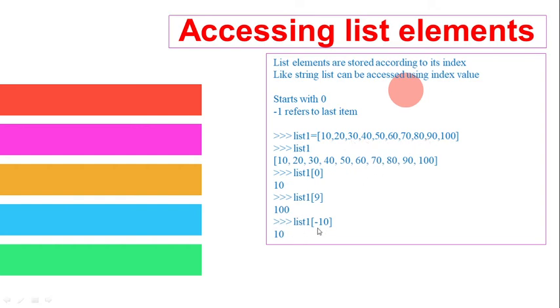Then list1[-10]. What will be -10? -1, -2, -3, -4, it goes on from right to left. So -10 is 10, the first element. Or list1[-10] can also be referred to as list1[0]. So this is what accessing a list element is, and we are making use of the concept of subscript or index to refer to or to access an element of a list.